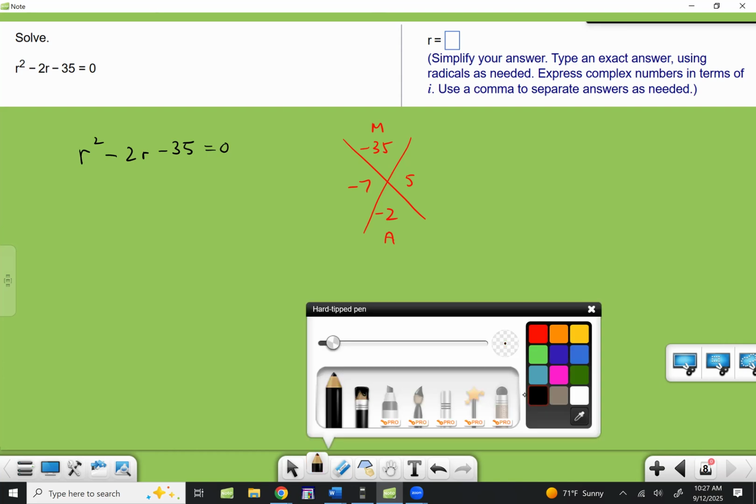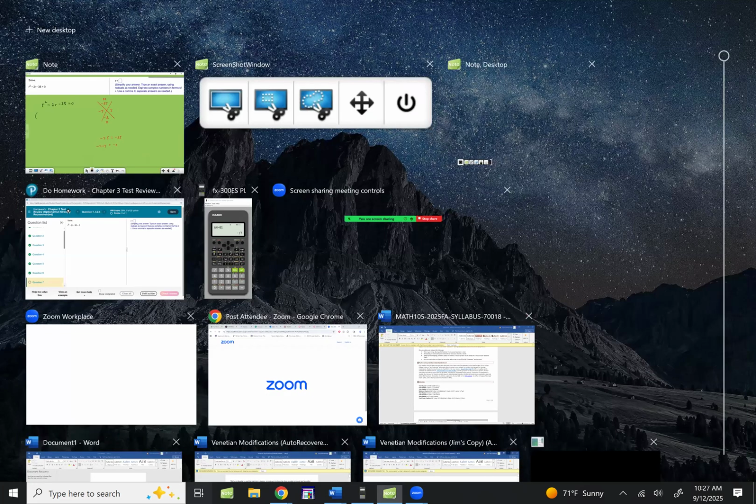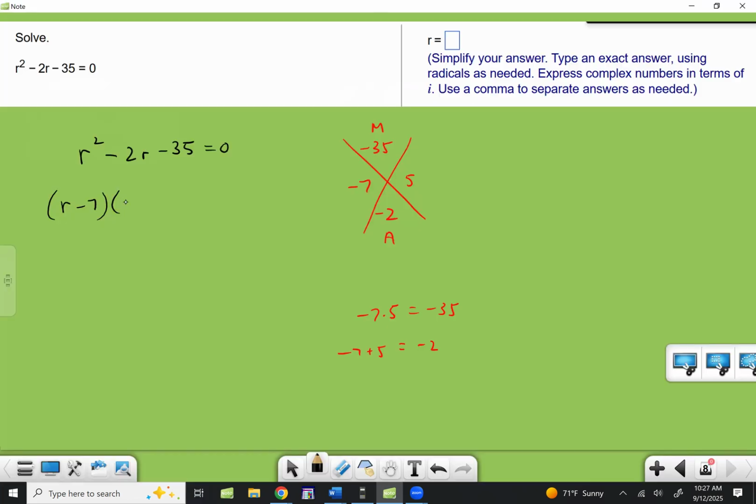So once you find those two numbers, you're going to put them in the parentheses behind the variable, right? So it's going to be an R minus 7, and an R plus 5 because it was a +5. Then you just set each piece equal to 0 and you solve. So in order to get the R by itself over here, we're going to add 7. And then over here, we'll subtract 5.